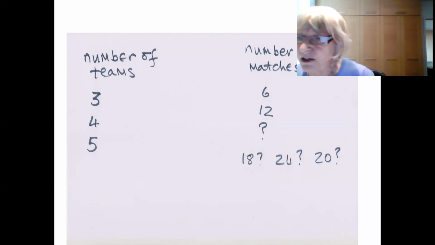Yeah. And the minute you put this on the board, when you have a table like this, the children will start looking at the numbers, and some of them will forget the context in which they're working, and they will just focus on the numbers. Now, I've written underneath here, number of matches for 5 teams, and I've had the answers 18, I've had the answers 24, and I've had the answer 20, which is what you gave me.